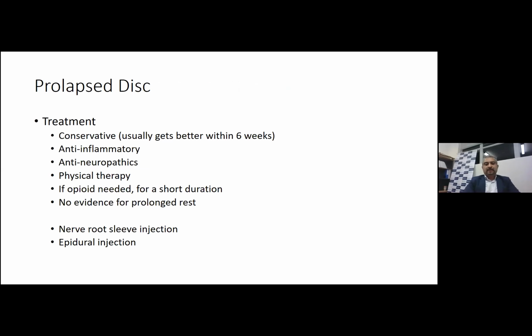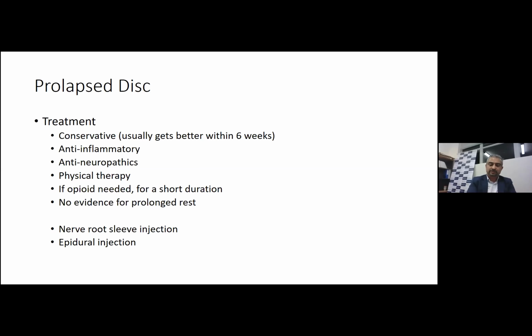The treatment for a prolapsed disc or disc bulge is actually conservative again. The majority of them get better within 6 weeks, and the severity becomes less. I can give an anti-inflammatory at the beginning, which reduces the swelling around the disc bulge and can open up a space for the nerves. Anti-neuropathic agents, the evidence is getting weak actually, but I still use them if there is any radicular pain. Physical therapy, in terms of physio and stretching, is very useful. And if I need to give opioid to get them moving and engaged with physiotherapy, I can give opioid for a short period of time.